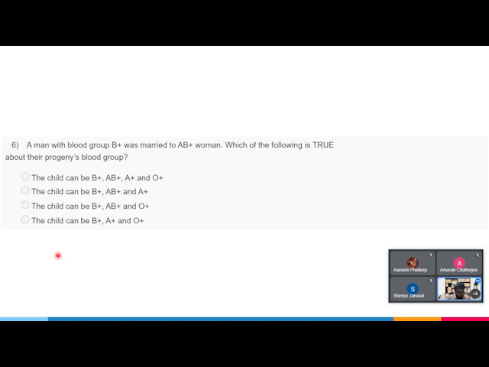Screen should get shared. So let me just edit my.